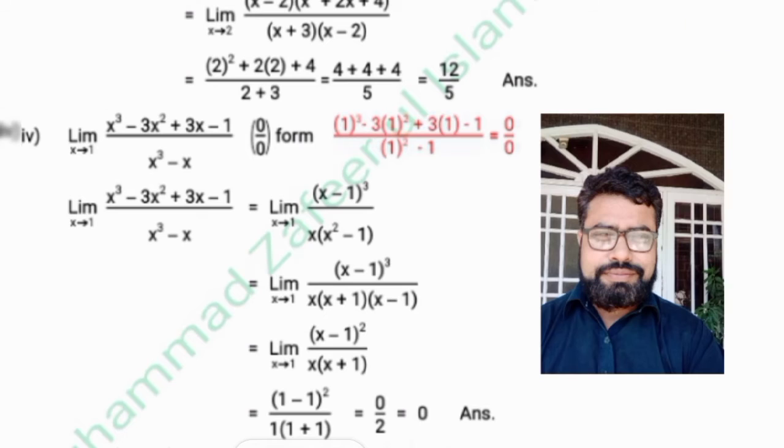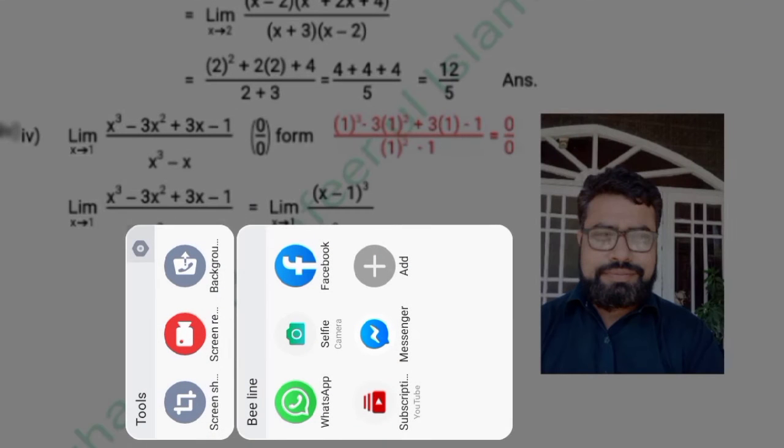Now we'll put the value of x, that is 1. 1 minus 1 whole square, and the value of x is 1, and there is x plus 1 inside the bracket. The value of x is 1, so we'll write 1 plus 1 inside the bracket. 1 minus 1, that is 0. 0 square means 0, and in the denominator 1 plus 1, that is 2. 0 divided by 2 is equal to 0.